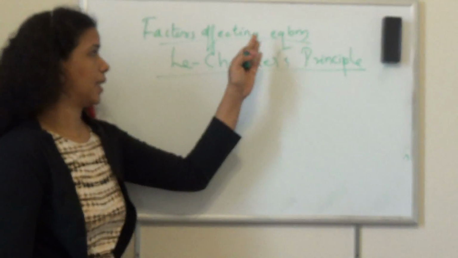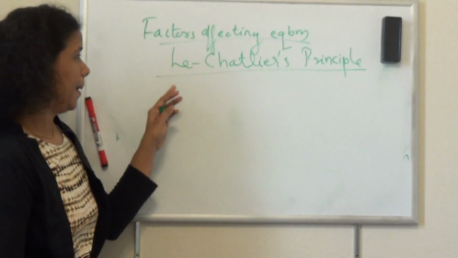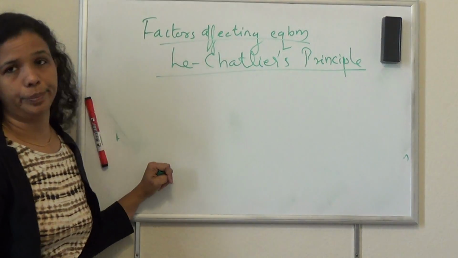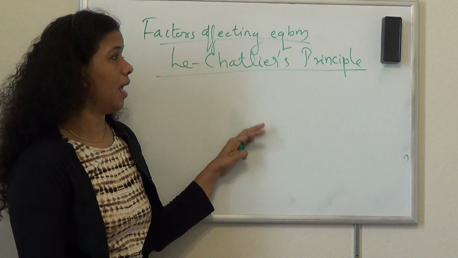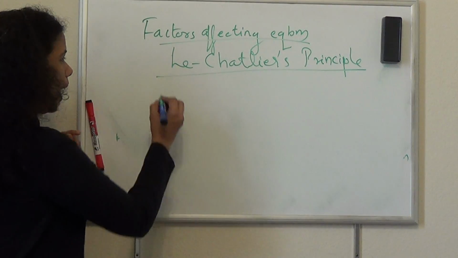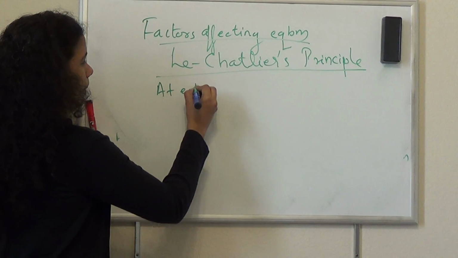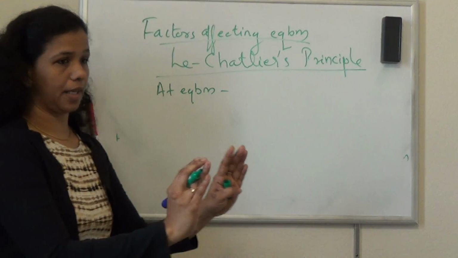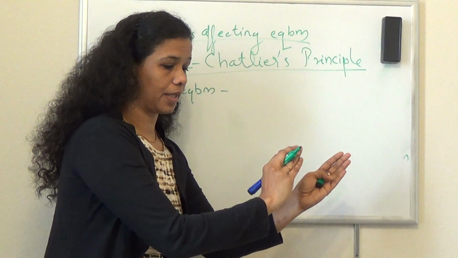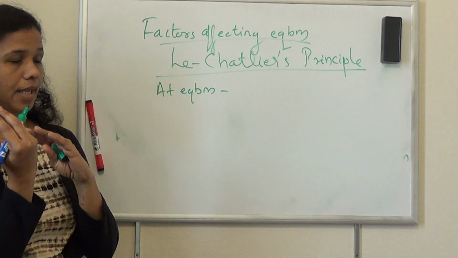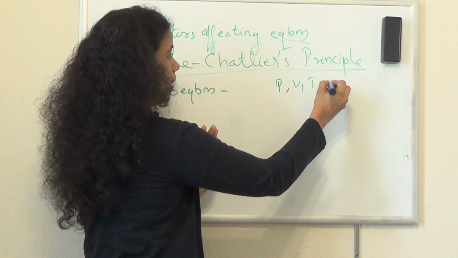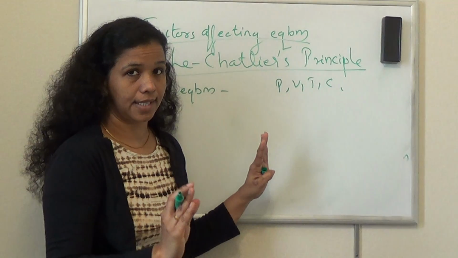Before going to discuss the effect of change of factors like pressure, volume, temperature, etc., we'll state this law. We already learned this law in lower classes. So Le-Chatelier principle states that for a system which is at equilibrium, it is resting at equilibrium. Here the forward reaction proceeds at a particular rate and the backward reaction proceeds at the same rate, and they reach an equilibrium. They have constant value of pressure, volume, temperature, concentration, etc. That is the stage of equilibrium.